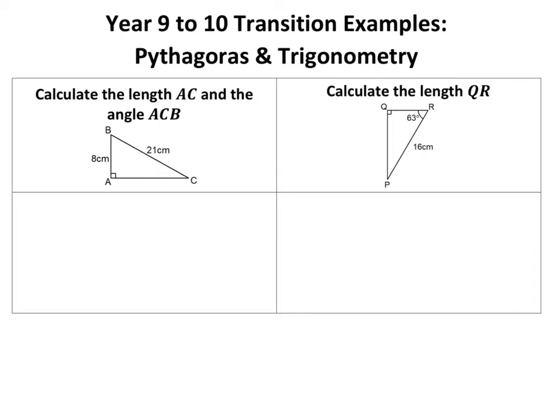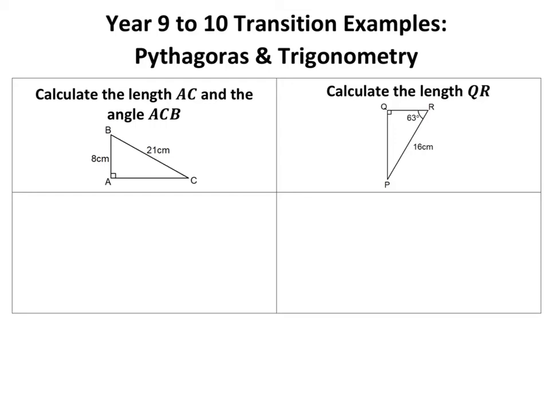Now the difference between Pythagoras and trigonometry: Pythagoras has to be with right angled triangles. Trigonometry can be used with right angled triangles, but can be used with any triangle actually. But essentially, if an angle is involved, use trigonometry. If an angle is not required, use Pythagoras. That's kind of a rule of thumb.